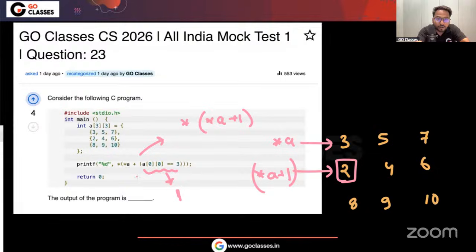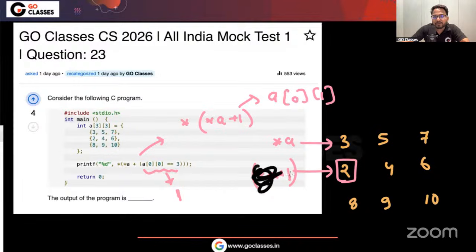Okay, so basically this is A[0][0] equal to 3, this is true. So it is star A plus 1. Sorry, this is actually A[0][1], which is the same as 5.